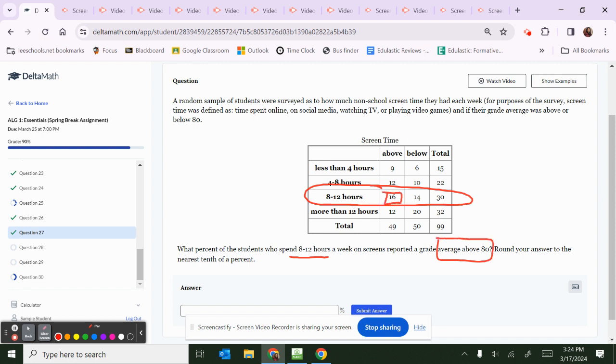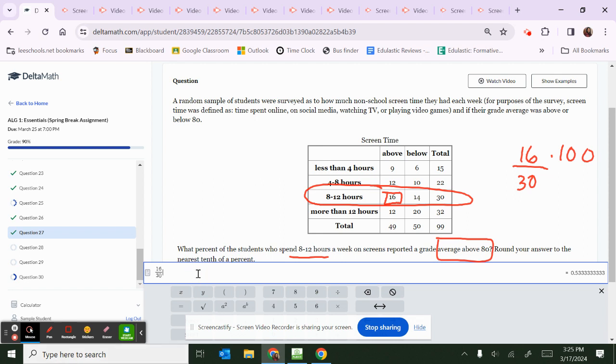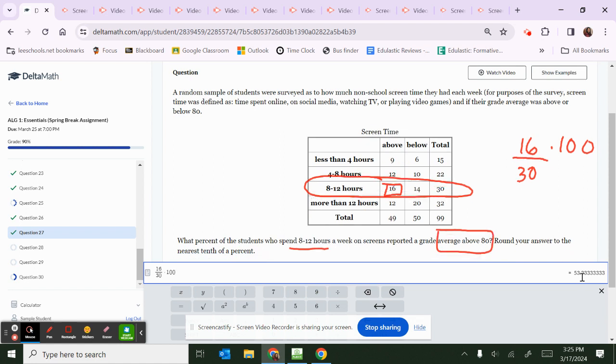So 16 people who did 8 to 12 hours were above 80, all right? So I have that 16 over the total amount of people that did 8 to 12 hours, which is 30, then multiply that by 100. So when I do that, guys, this is what I would get. I click my calculator and I would have 16 over 30 multiplied by 100. And then I would get 53.333.